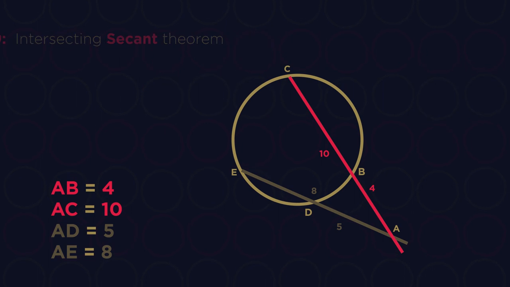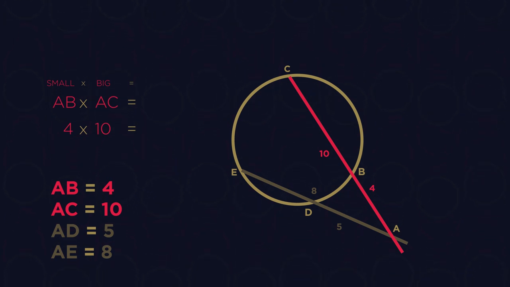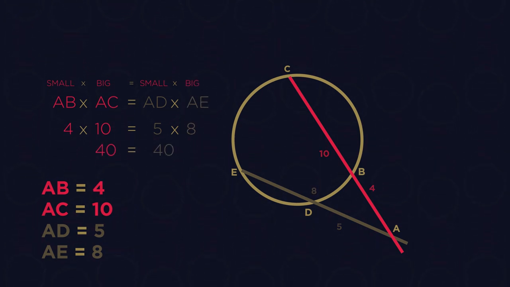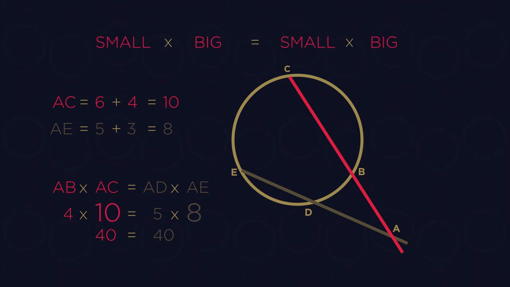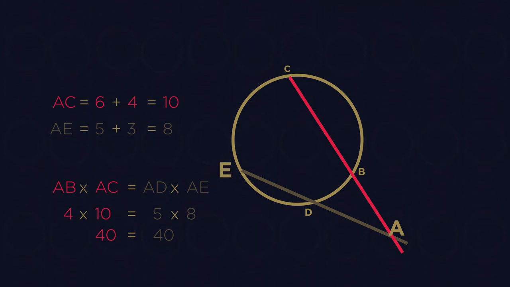If you multiply the length of AB by the length of AC, it will equal the same thing as the length of AD multiplied by the length of AE. So just be careful to really make sure that you're multiplying by the whole length of A to E and not accidentally just multiplying by DE.